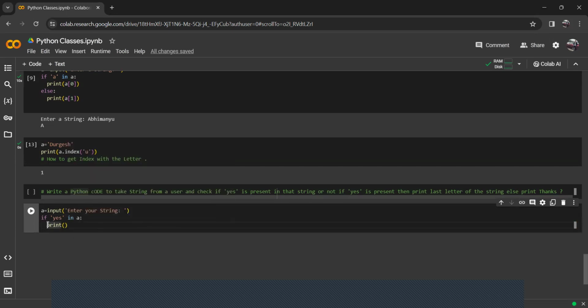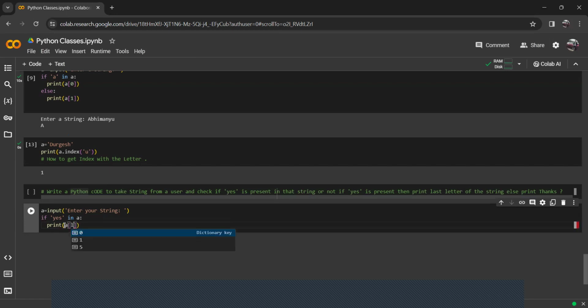This is the tricky thing. How to print the last letter? All the people who can tell me how to print the last letter, please tell. Index of... Okay. What you will do is you will write A of length minus 1.